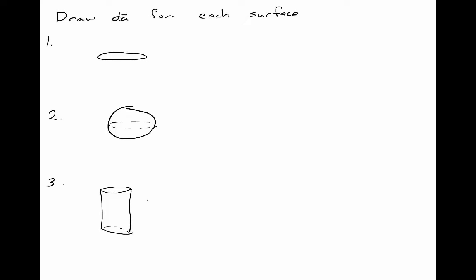And this third one is a cylinder. So go ahead and try to draw dA for each one of these surfaces. For this flat disk, dA could either go up or go down. This is an open surface, so either one is correct. For the sphere, dA just needs to be radially outwards.